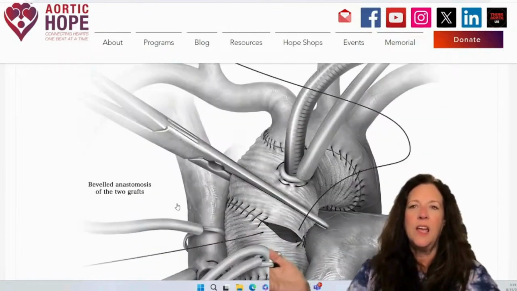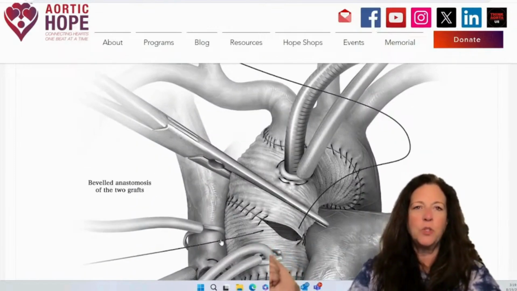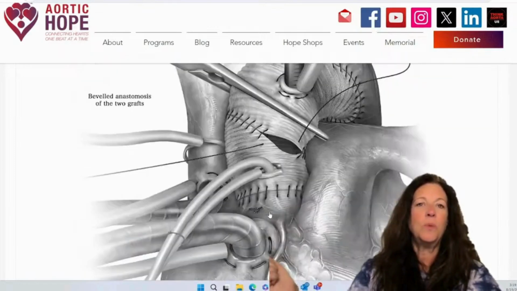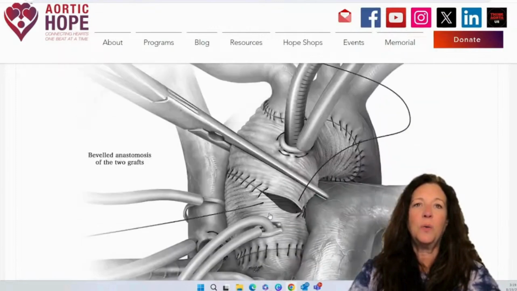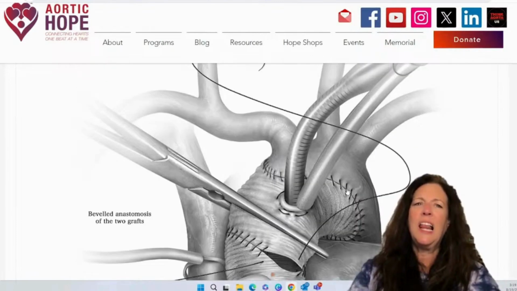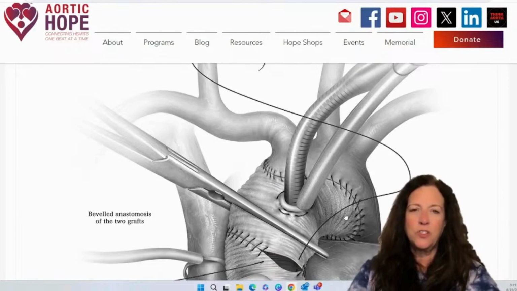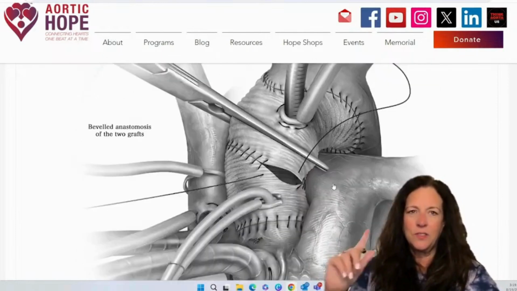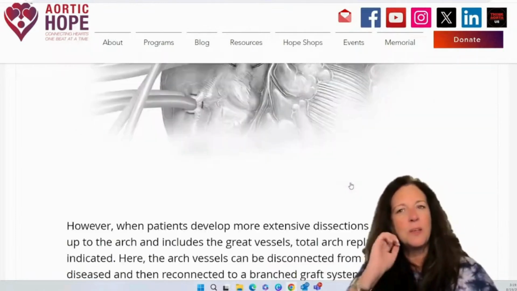Cool, look at that. Beveled anastomosis of the two grafts. So this is just so interesting. So a lot of things going on here. A lot of sutures of that graft. The ends are called the anastomosis. It's where the natural tissue is attached to the graft, just so you know what anastomosis means.